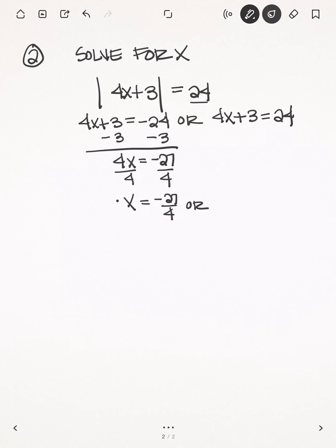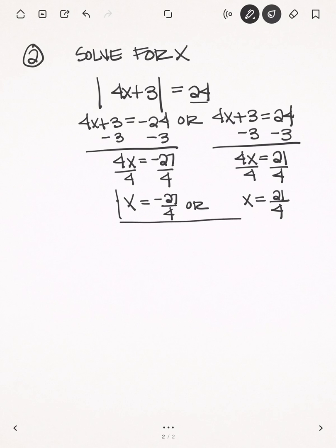Or I'm going to solve the other side. The other side, I'm going to also subtract 3 from both sides. And I get 4x is equal to 21. Well, 4 doesn't divide into 21 either. That's okay. Just divide by 4 and you get x equals 21 over 4. It's okay if you get fractions. Sometimes that happens. There are our 2 answers to this absolute value equation. So just remember, to get rid of the absolute value, you have to write it 2 times, once with the negative number and once with the positive number.